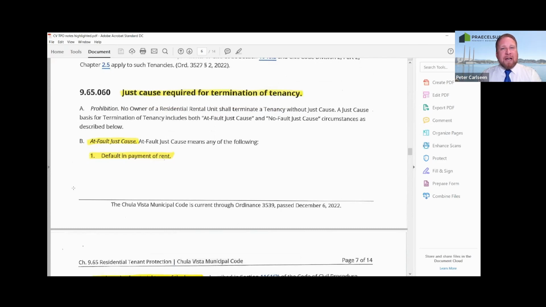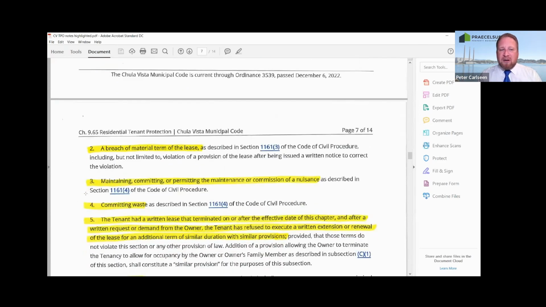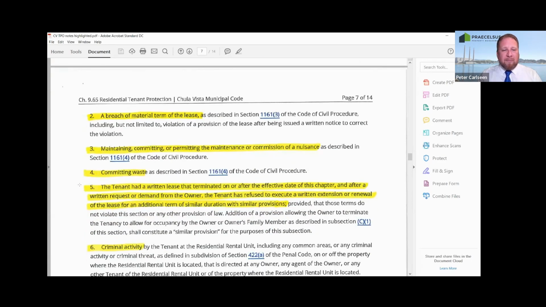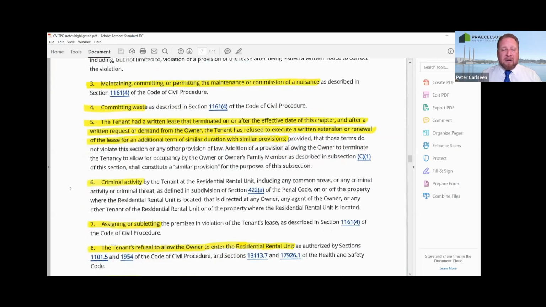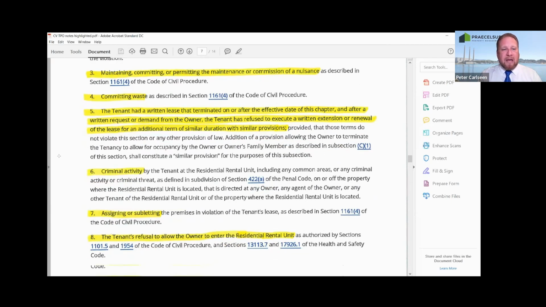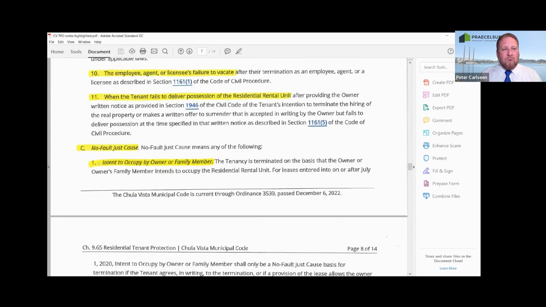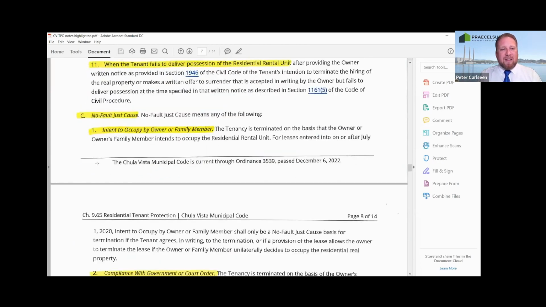They're all different variations of breaches of contract: default in rent payment, breach of material term of the lease, committing a nuisance, committing waste, criminal activity, assigning or subletting. There's all these different reasons that people can be terminated from a lease. Legitimately, the ordinance does not prevent owners from terminating the lease for these reasons. Okay. However, we're going to go into item C here on page 7 at the bottom.